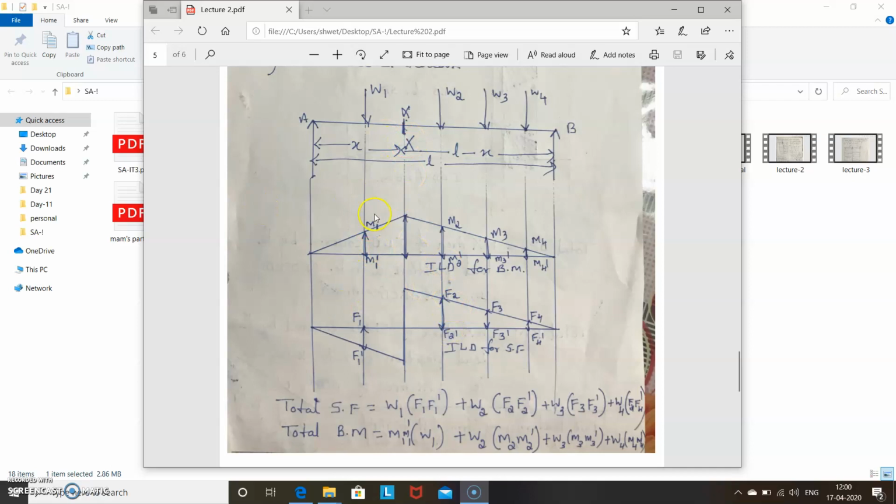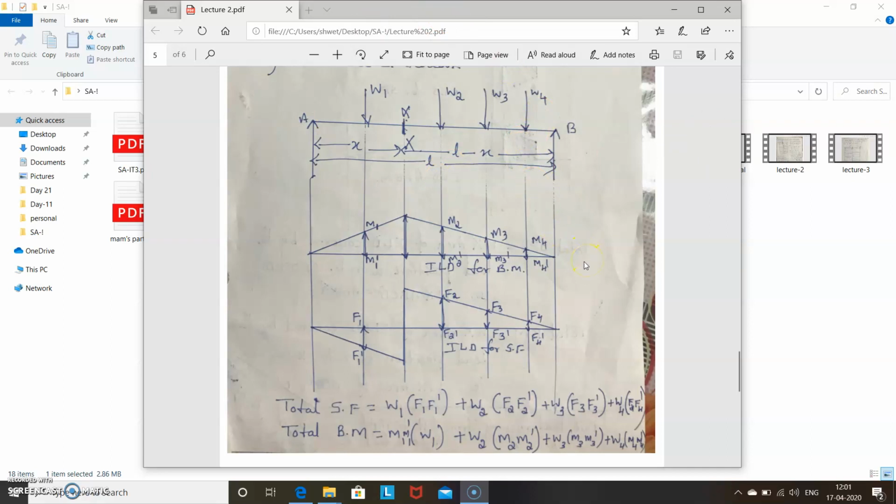See here at the section, it is maximum. There is no loading, so you don't get any values here. And here also, shear force at the section, there is nothing, so you need not multiply this. Where there is a load, that has to be multiplied by the corresponding ordinates. This is the way to find the total shear force, whether it is a single load, two loads, or a series of loads.